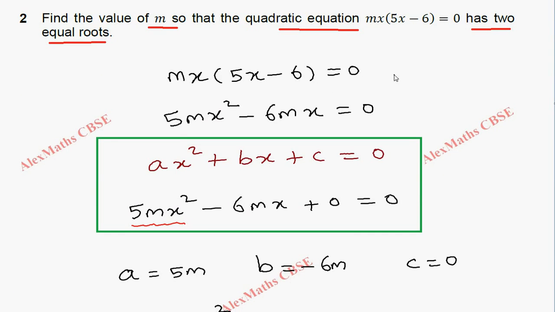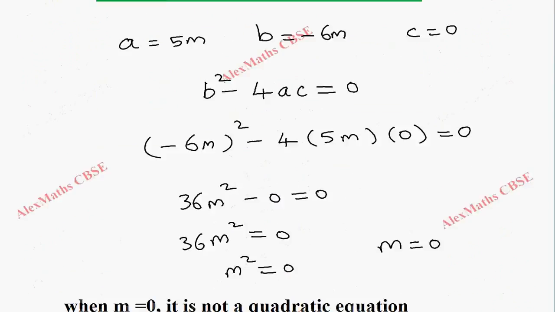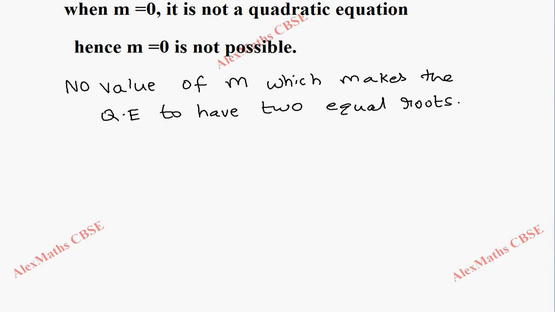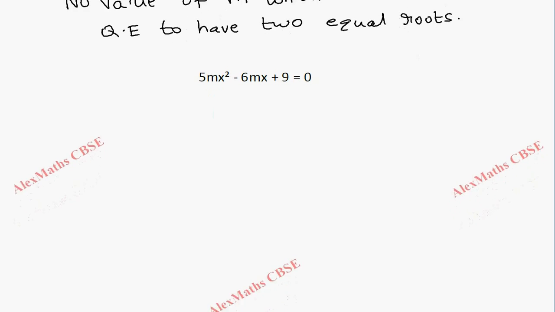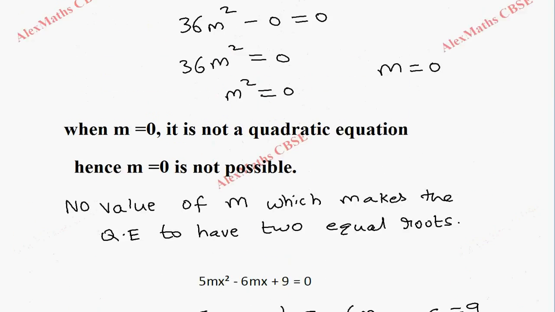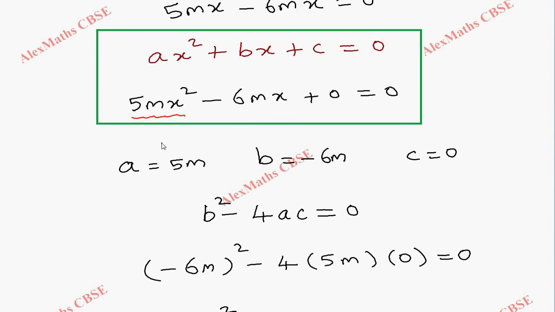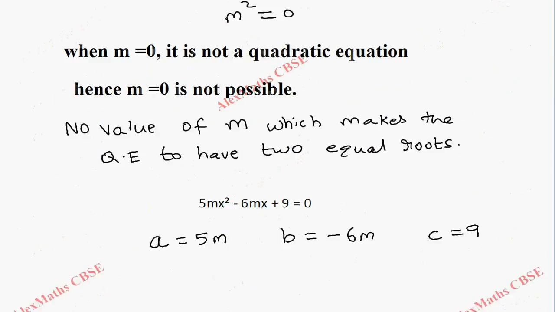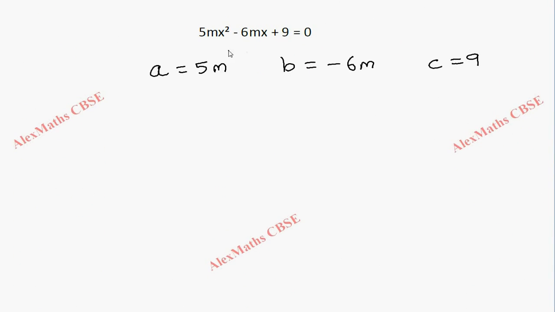have two equal roots. But in the solution, they have given the quadratic as 5mx square minus 6mx plus 9. Suppose if this is the correct question, then we are going to work out in the same way. That is, the value of a is 5m, value of b is minus 6m, and value of c is 9. Earlier, the value of c is 0 and a and b are same. But here, we don't know whether in the question they have given a mistake or not. So, we are working both the solutions.